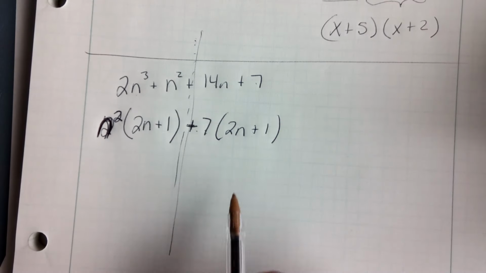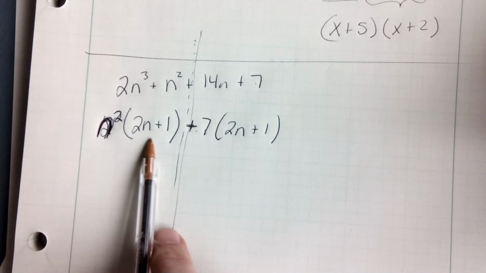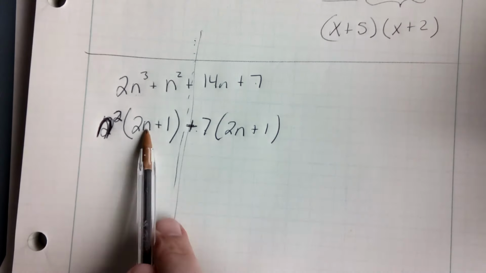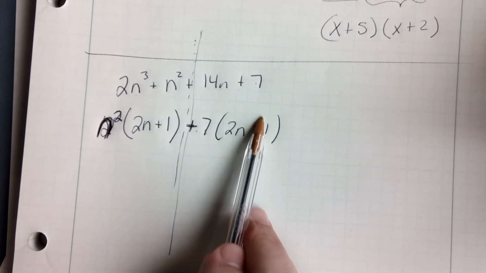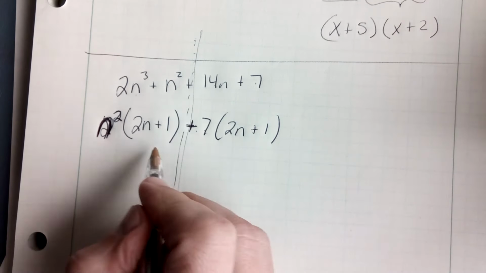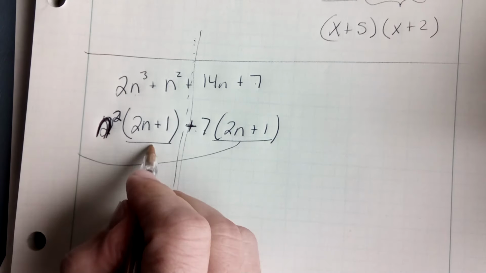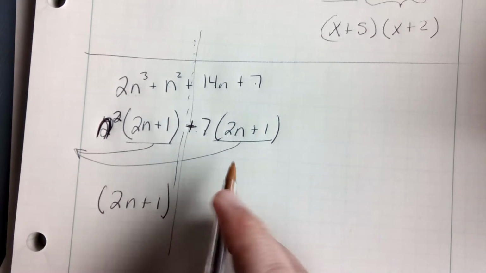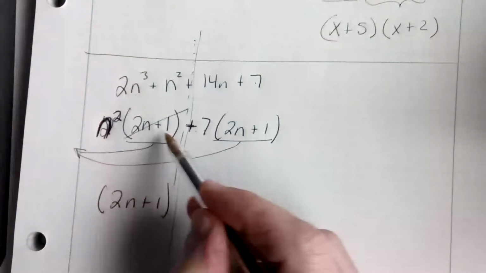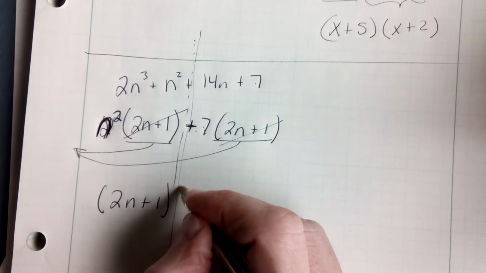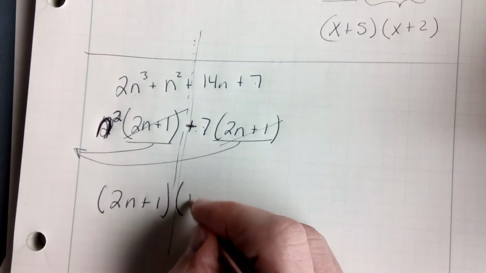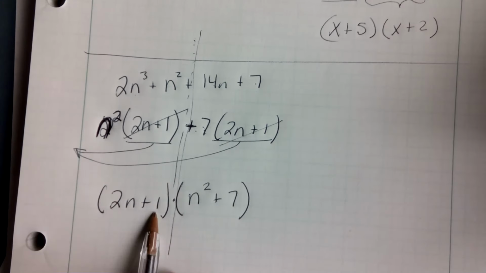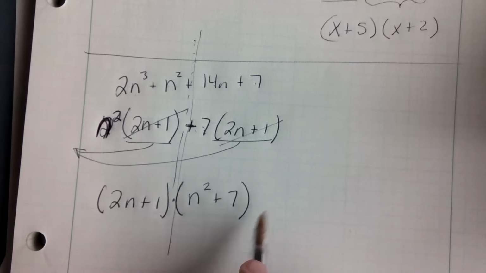Now, if you've done things correctly, this parentheses should look like this parentheses. And it does, 2n plus 1, 2n plus 1. I'm going to factor the 2n plus 1, the parentheses, and take this and factor it out front as a single 2n plus 1. So I took that away from the n squared term. I took that away from the 7. And now I'm going to write what's left, an n squared plus 7. So I have a 2n plus 1 times an n squared plus 7. And I'm done. I factored it.